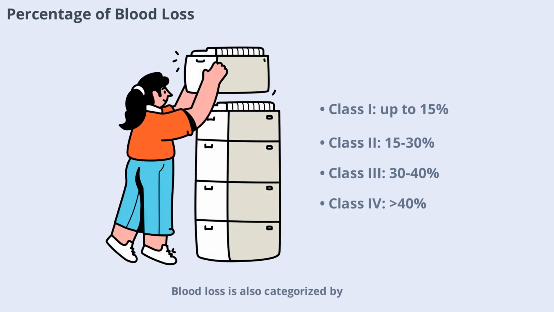Blood loss is also categorized by percentage of total blood volume lost. Class I is up to 15%, Class II is 15-30%, Class III is 30-40%, and Class IV is more than 40%. These classes help guide clinical management, as higher classes are associated with increasing risk of shock and organ failure. In oral surgery, monitoring for signs of significant blood loss is crucial, especially in complex or prolonged procedures.